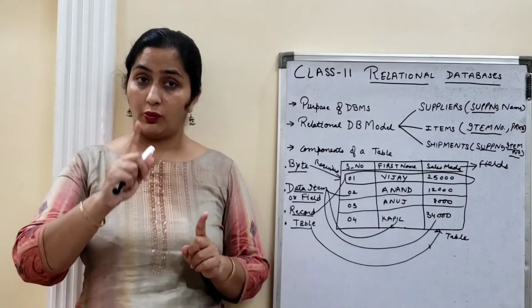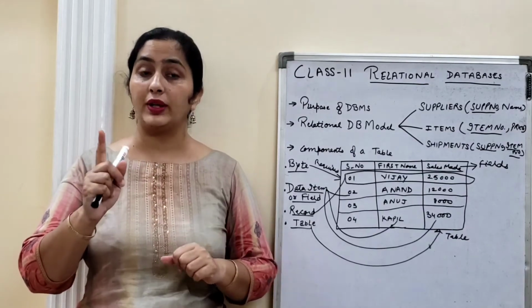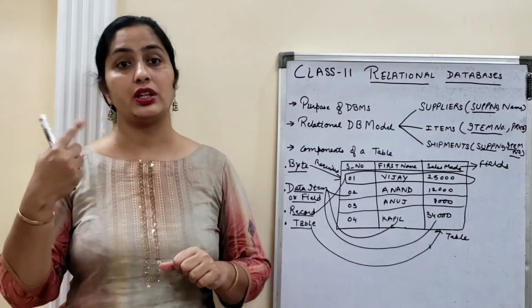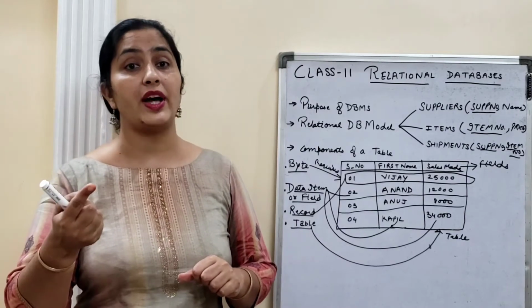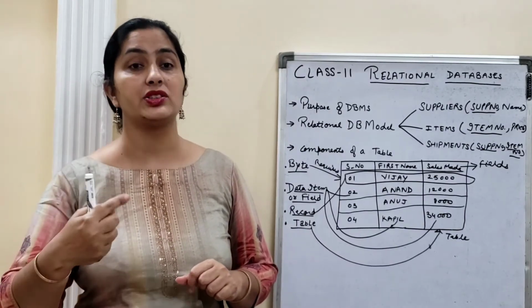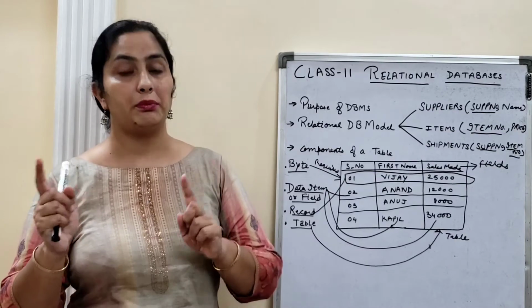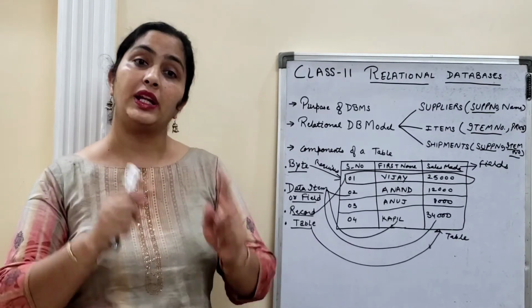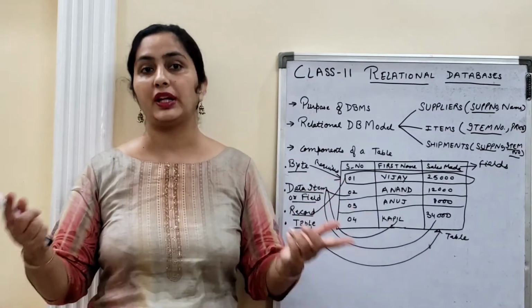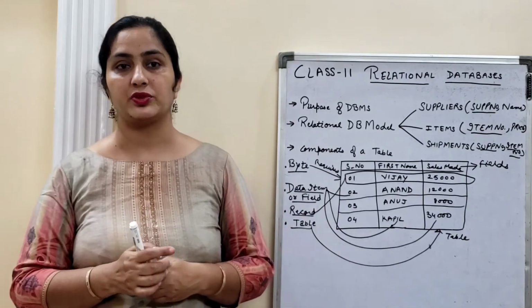One-to-one, one teacher, one student. One-to-many, one teacher, many students. Many-to-one, many students, one teacher. And many-to-many means many teachers are teaching many students, maybe many different kinds of subjects.